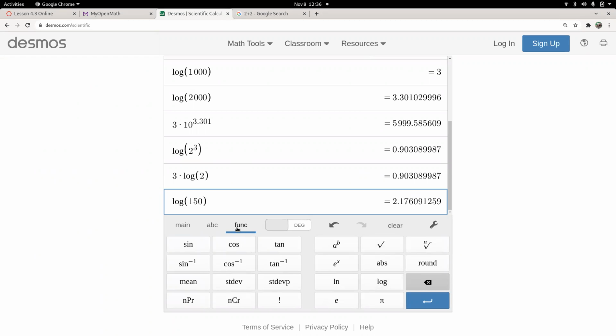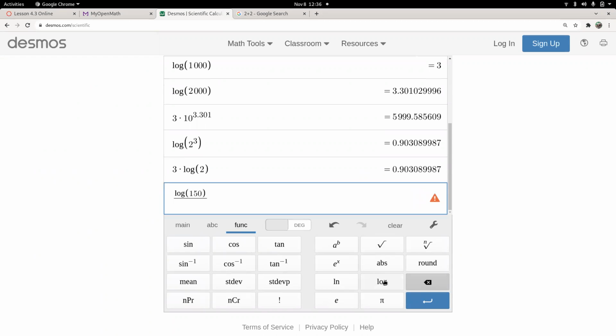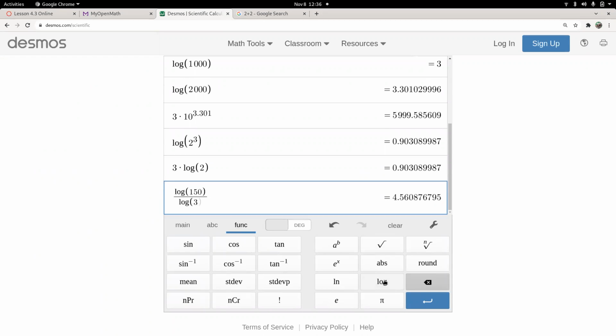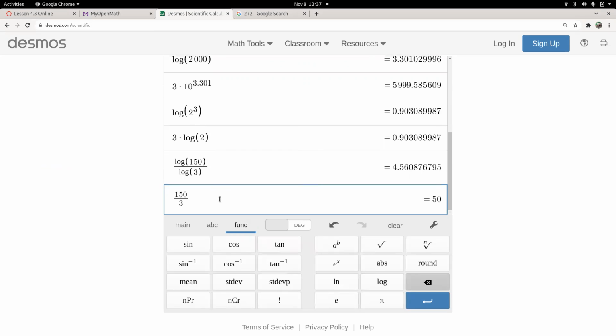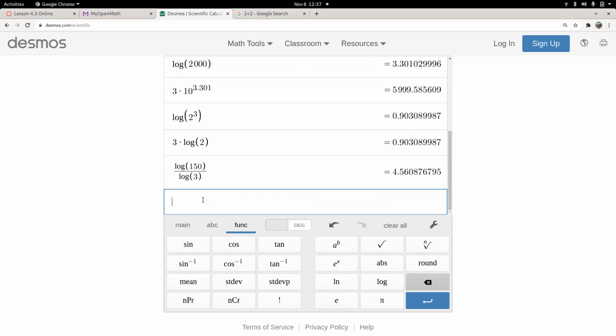And then divide by the log of 3. Now I get 4.56, blah, blah, blah. If I could just cancel the logs and say it's 150 over 3, I'm going to get a very different answer. Watch this, 150 over 3. 50 is nowhere near 4.5, which is the right answer. Well, I'll show you. I'm going to get rid of this because that ain't the right answer.